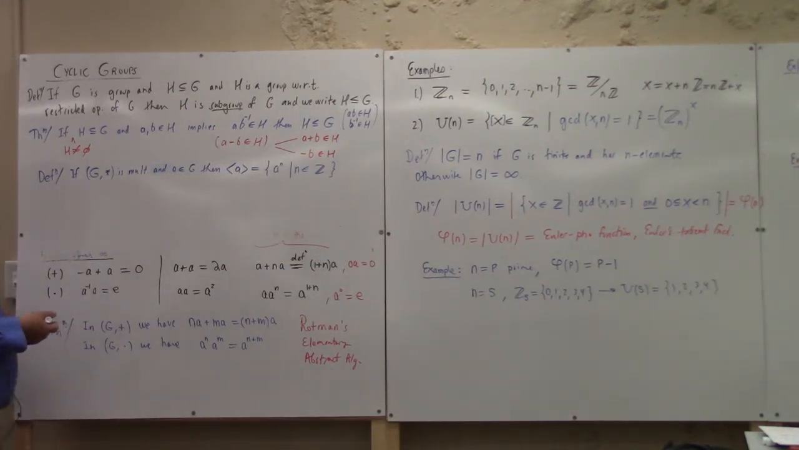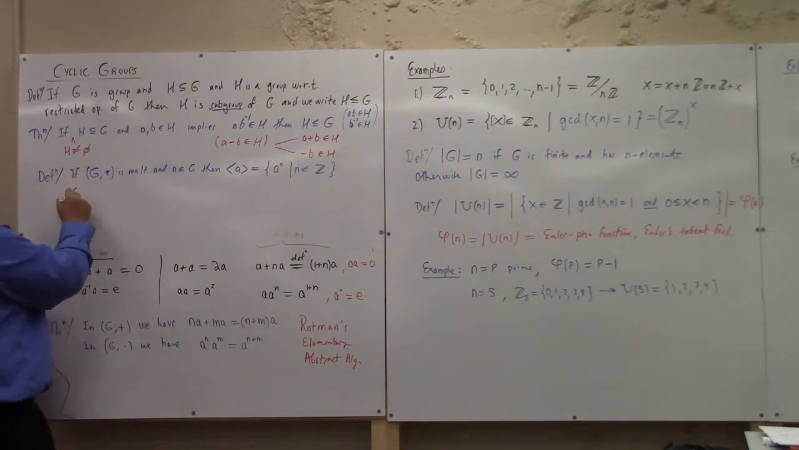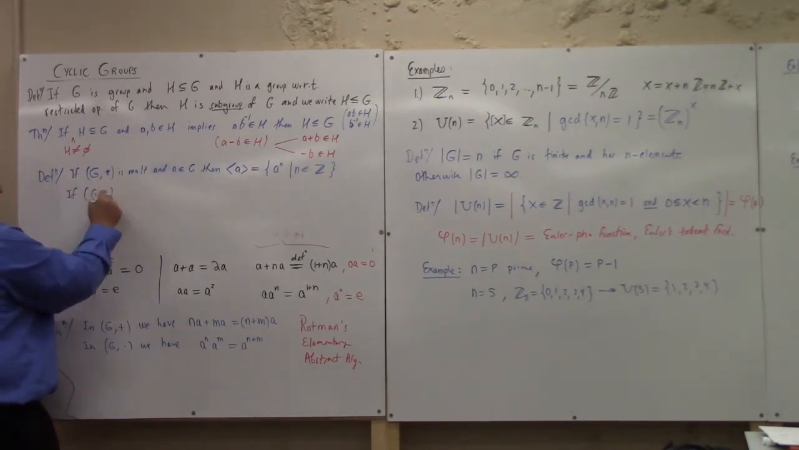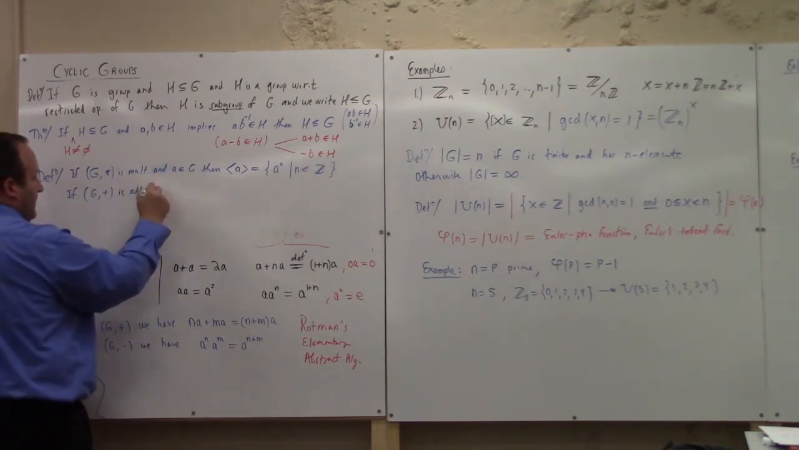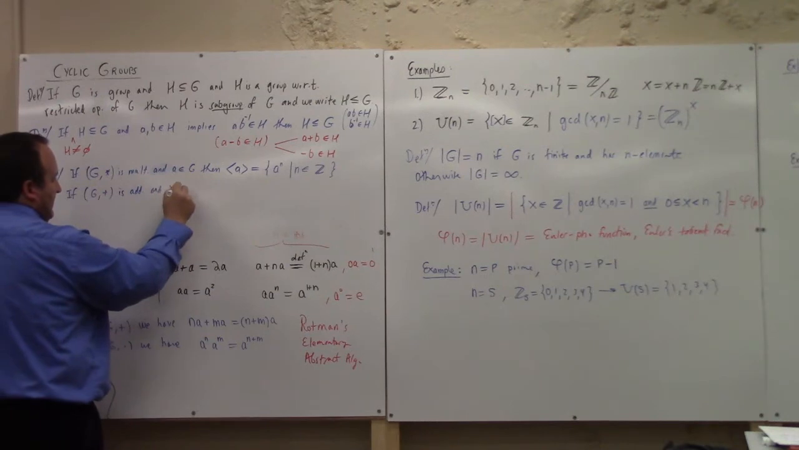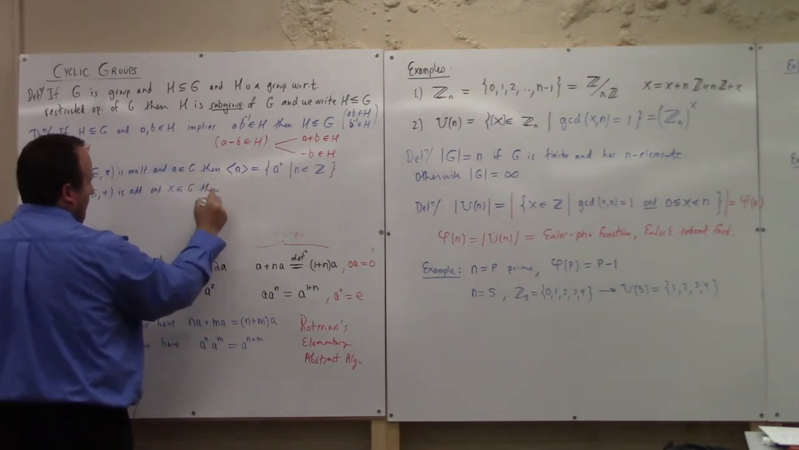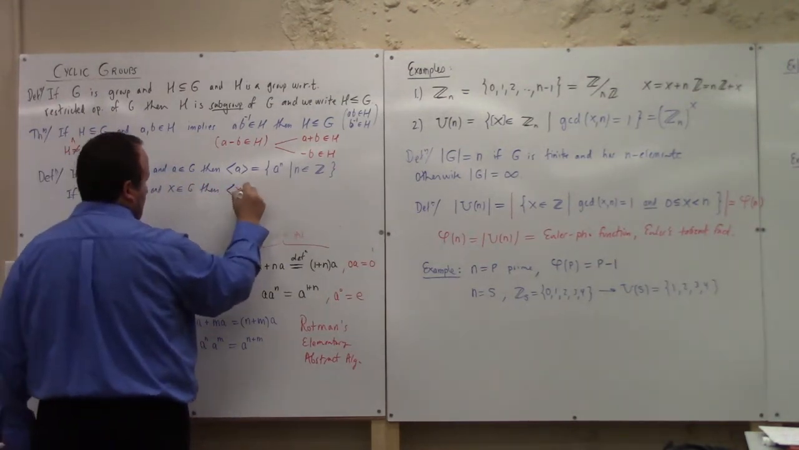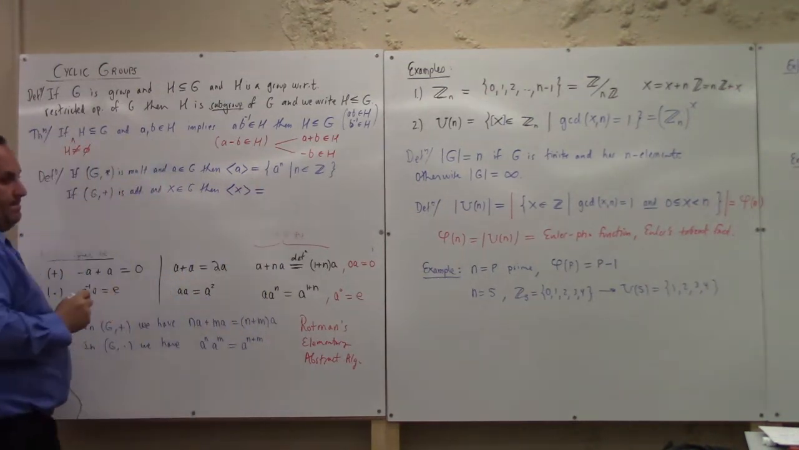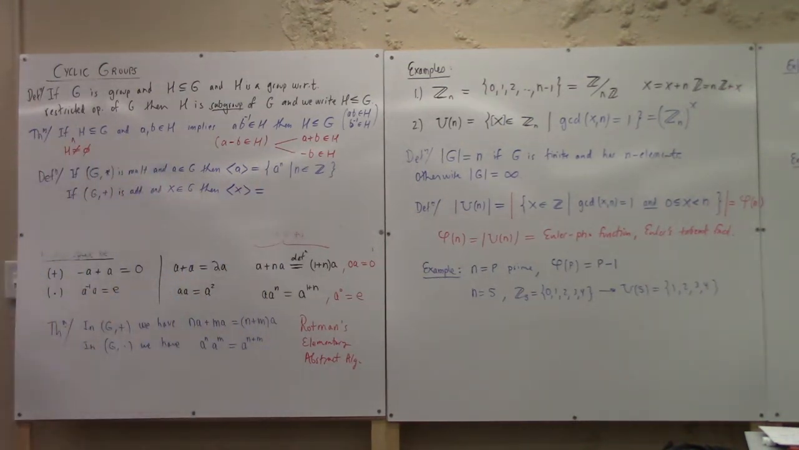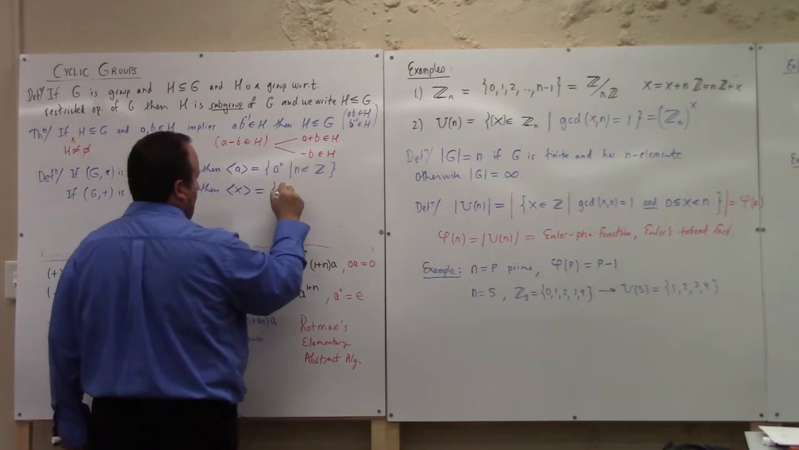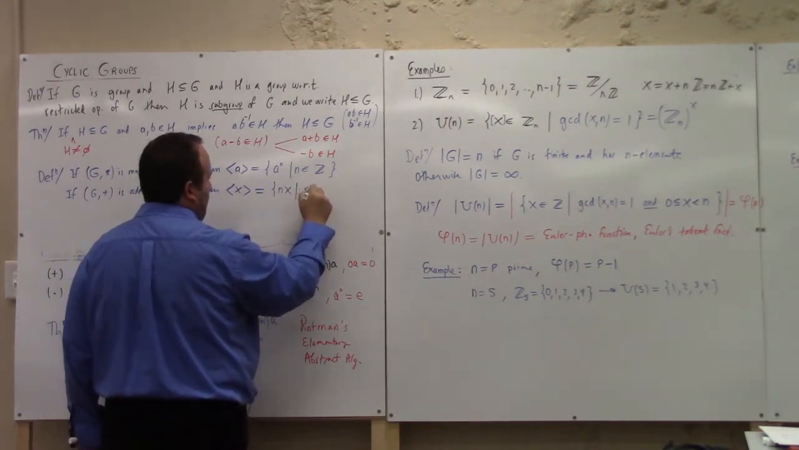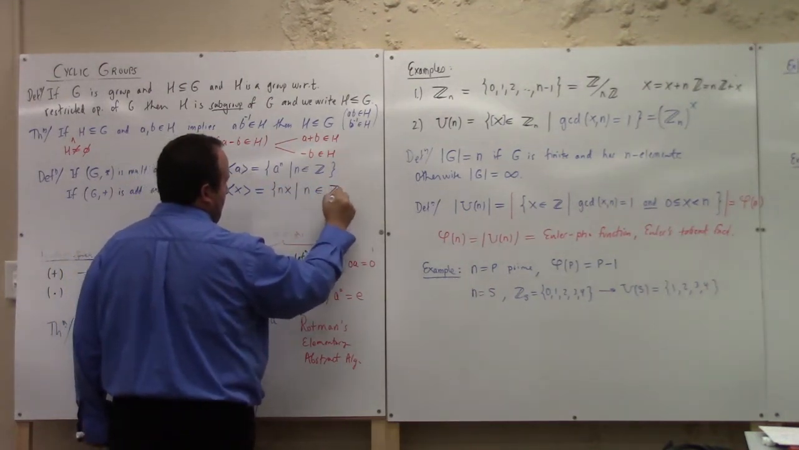Now, if G is an additive group, right? And let's say X is an element of G, right? Then what's the set generated by X in that case? Well, then it's multiples of X. So it's nX, such that n is an element of Z.